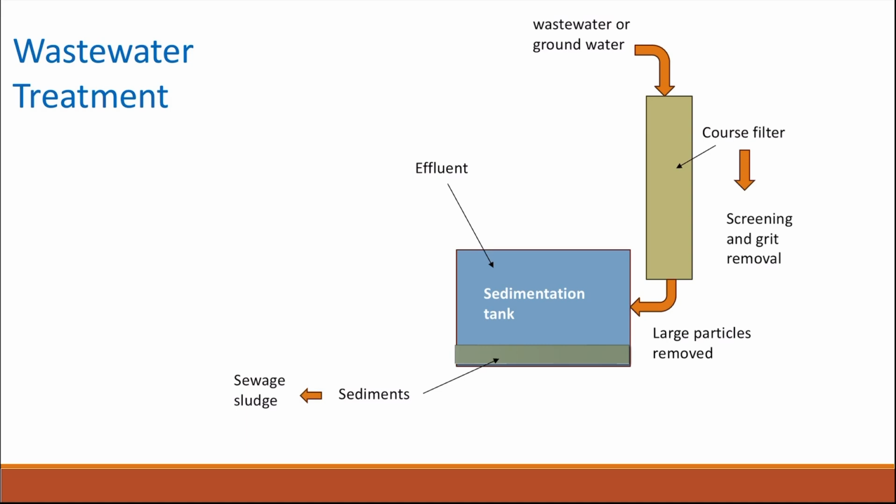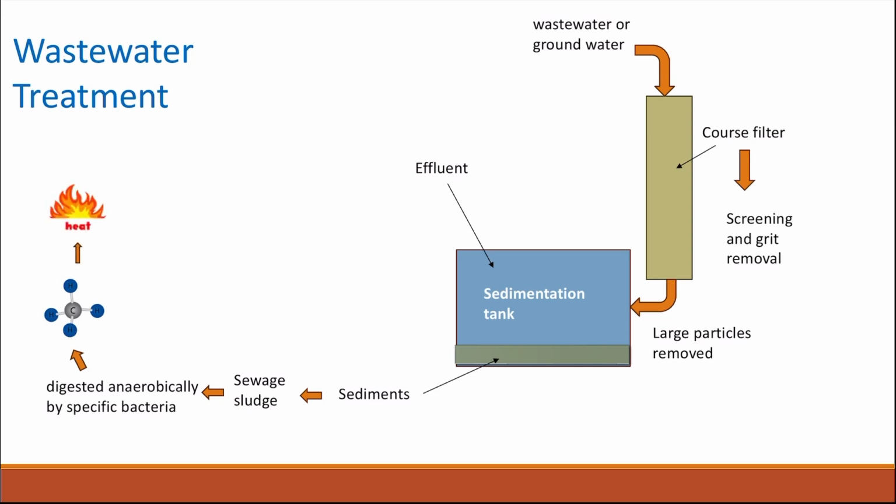The sediment forms what we call the sewage sludge, and this will be digested anaerobically by specific bacteria. These bacteria will digest the organic waste within the sewage sludge and will produce methane gas. The methane gas can then be used as a source of energy. The remains after treatment with anaerobic bacteria can then be used as fertilizers.